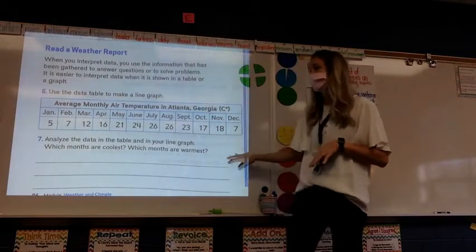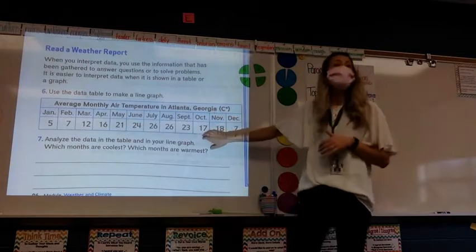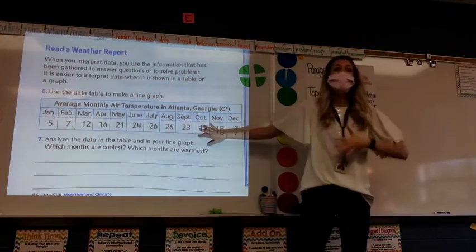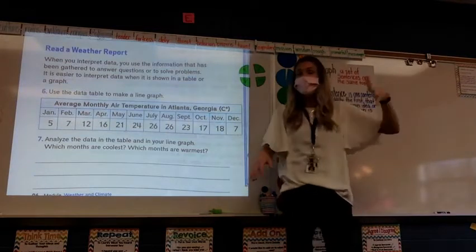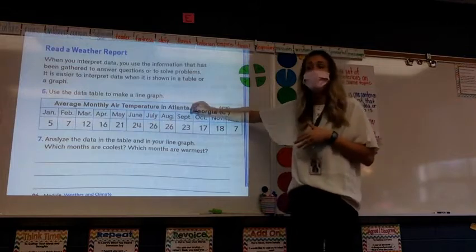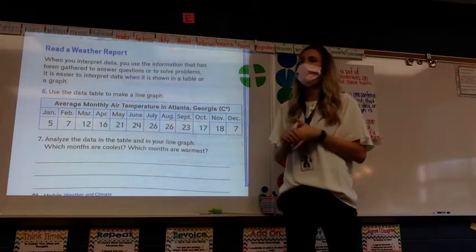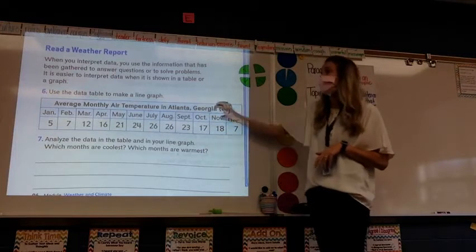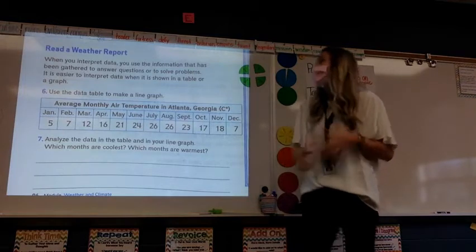Today, we're going to read a weather report, and this is the average monthly air temperature in Atlanta, Georgia. One thing that I think is really cool about seeing these today is this is a table. In math, right after this, we're also going to be looking at tables, okay? And we're going to be reading information and finding that information and looking at how we can have a title and then finding information on that. There's no reason to be writing anything, ladies. We're going to be using this information today to answer questions and solve problems.